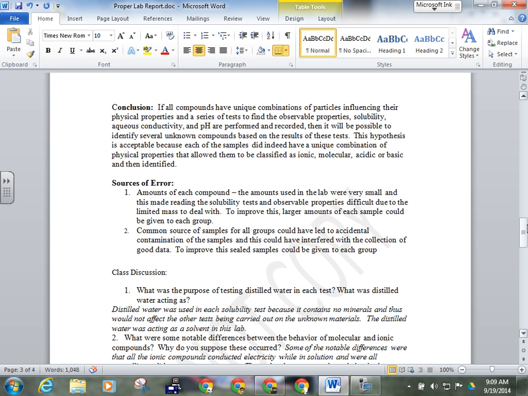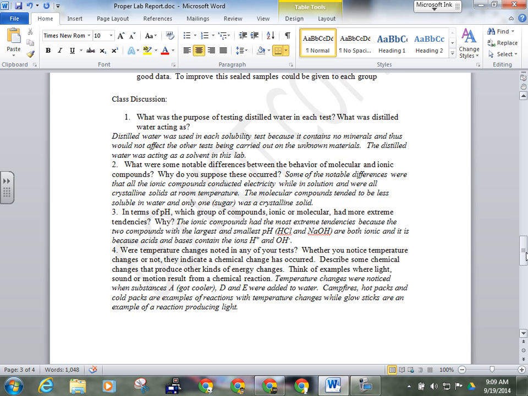All right, the class discussion questions. It's always a good idea to make note of a couple of these things here. What was the purpose of testing distilled water? Distilled water was used in the solubility test because it contains no minerals and thus would not affect the other tests being carried out. Obviously we can't test with tap water or we'll get a conductivity for everything. And that would make it very difficult to identify everything.